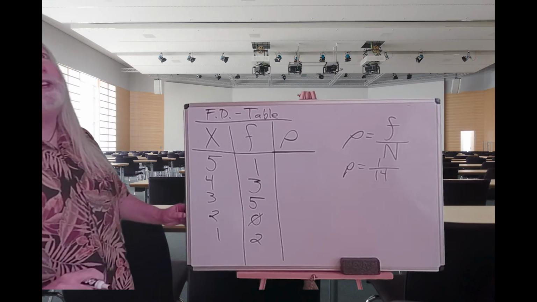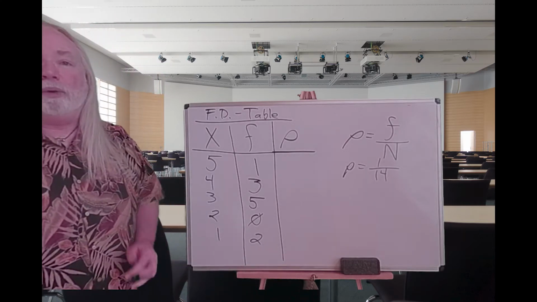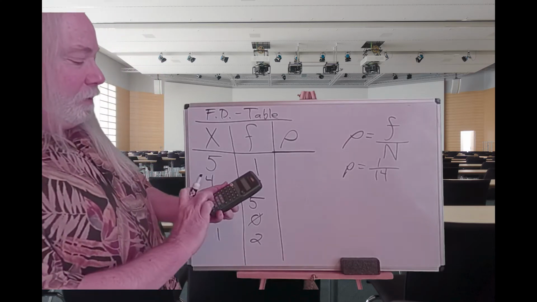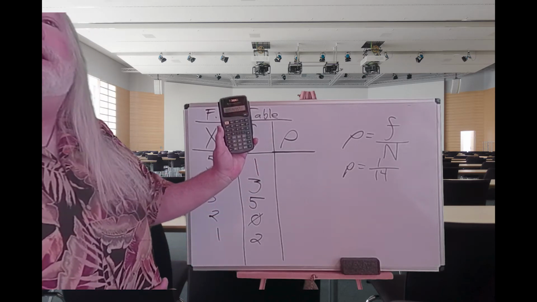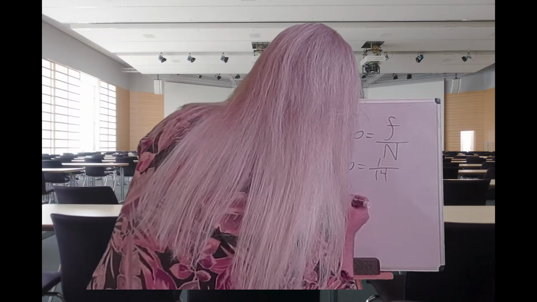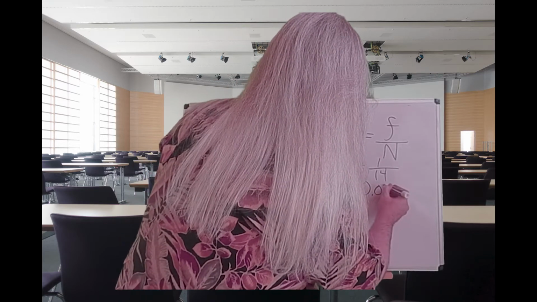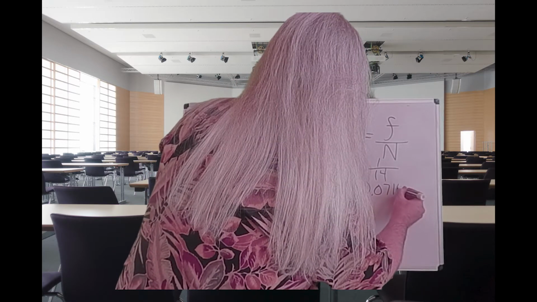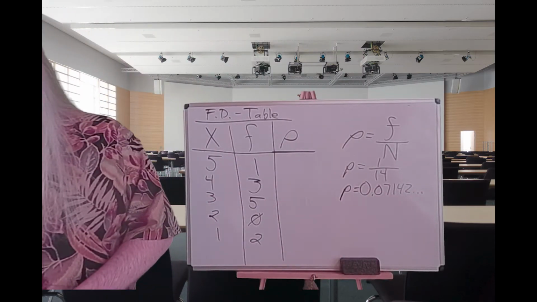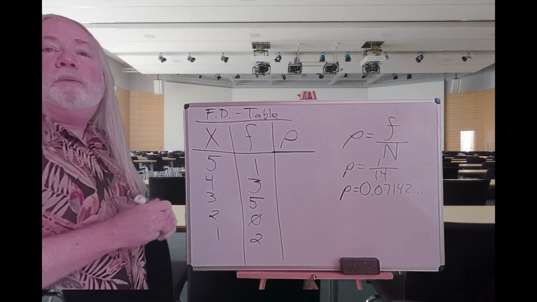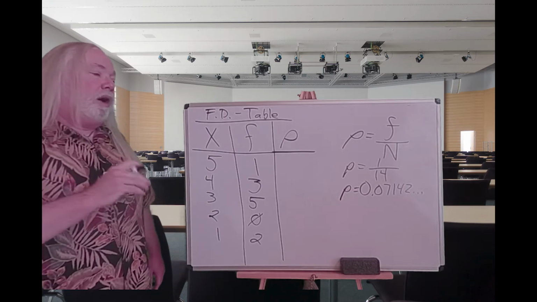Now again, the textbook definition says fraction, but we don't work in fractions, we work in decimals. So we're simply going to divide it. So 1 divided by 14. And what we see is a long, infinite, non-repeating decimal. So, what to do?